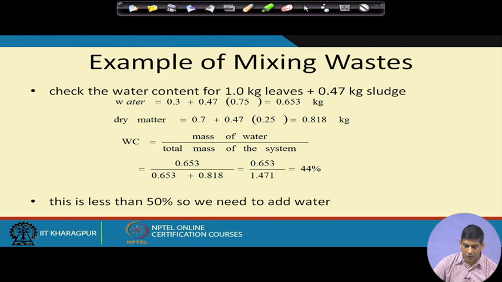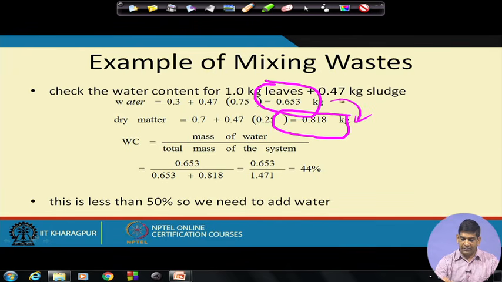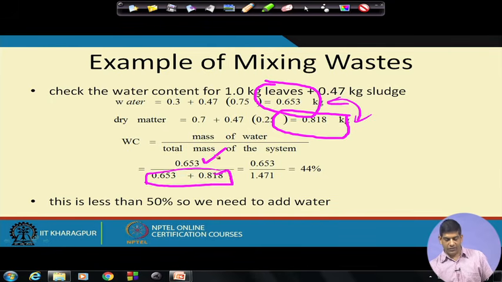In terms of the water content, it is the mass of water divided by the total mass of the system. So the mass of water is 0.653 and the total mass is 0.653 plus 0.818, which are these two numbers which came from there. We add these two up, that gives us the total mass of the system, and this is the mass of water present. Based on that, it's around 44%. So 44% is the moisture.